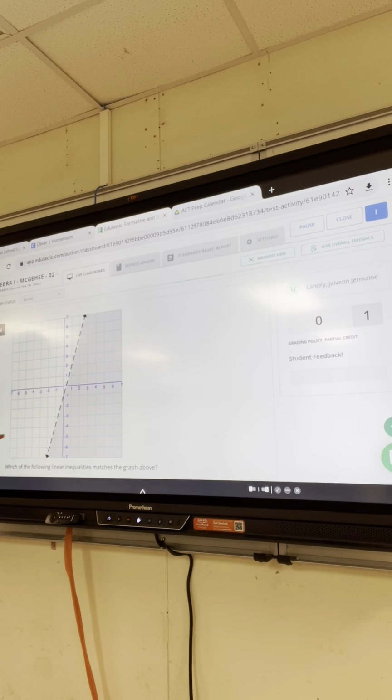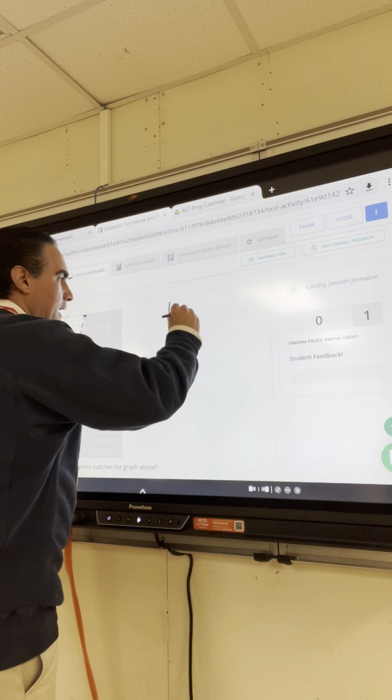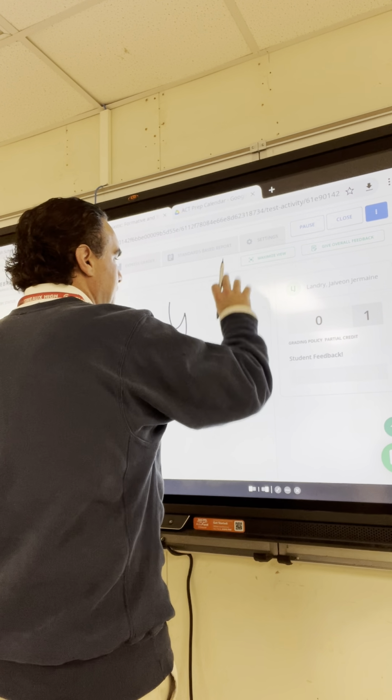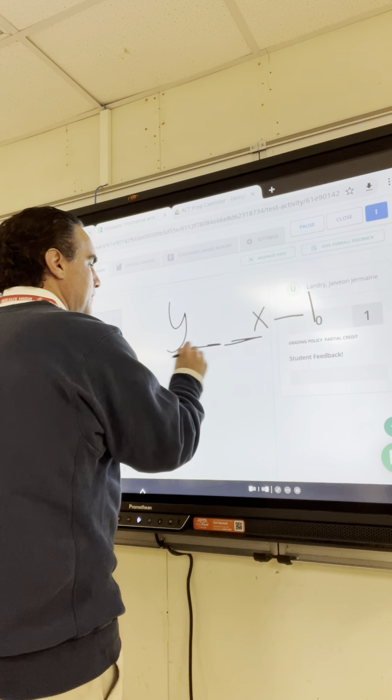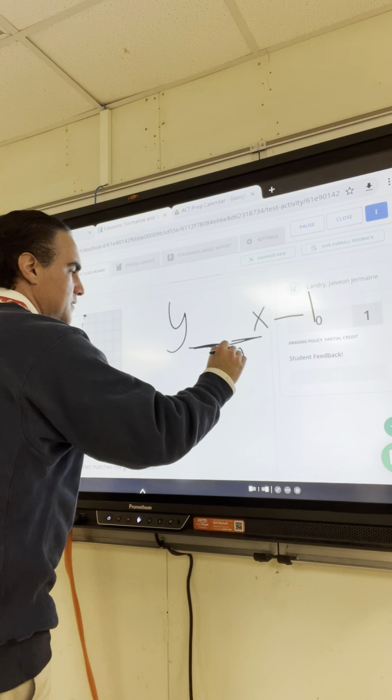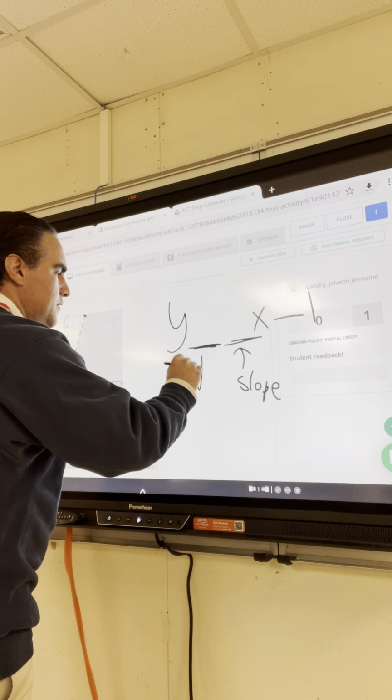Which of the following linear inequalities matches the graph above? Let's try and do this without looking at the possible answers. What's the y-intercept of this line? -1. All right, so we have y, an inequality, something x, and then -1. So I need to figure out what inequality and what my slope is.